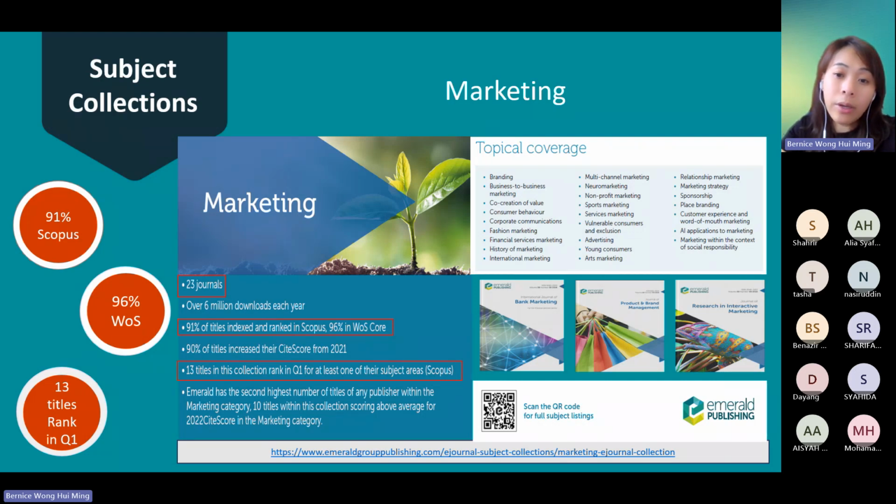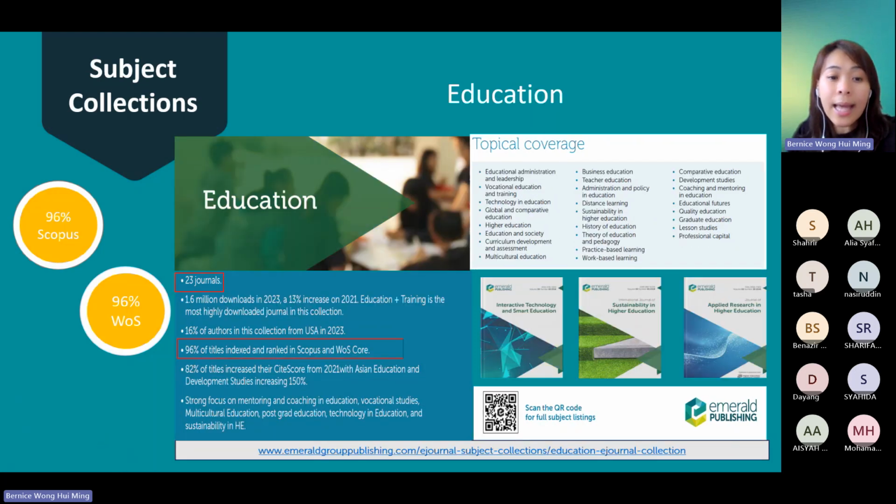So you can get all the marketing related topics in these subject collections. Next, education, we have 23 journals. Out of 23 journals, 96% are in both Scopus and WOS. Education will support more on topics, for example, education and society, higher education, distance learning, sustainability in higher education, multicultural education, curriculum development and assessment.